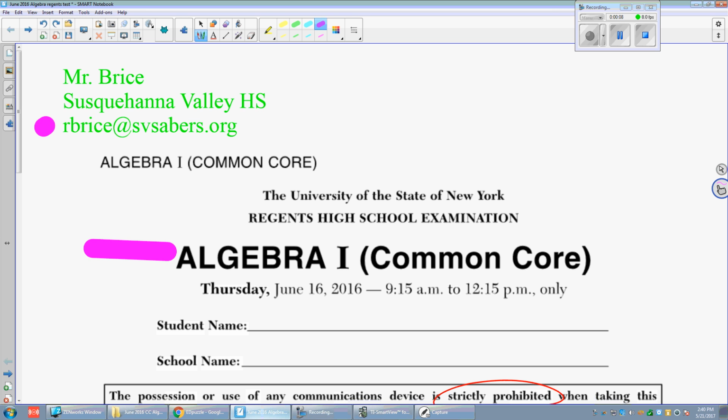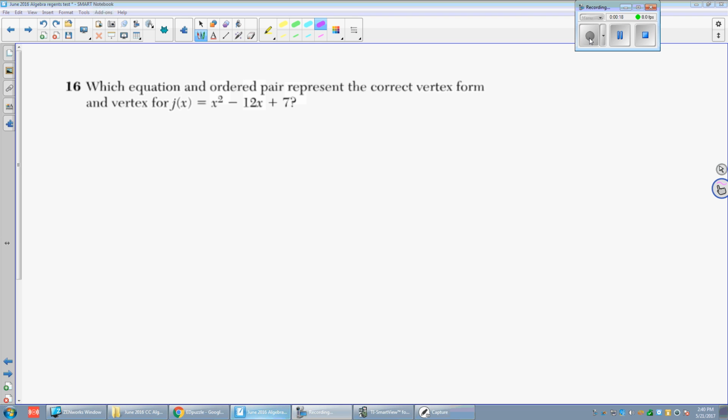We are doing the Algebra 1 Common Core Regents, Thursday, June 17th, 2016. We're on question number 16. Let's go! Now remember, we are covering up all of the choices, and this one is a long question. Well, it doesn't look very long to me. Which of the equations and ordered pairs represents the correct vertex form and vertex for that?